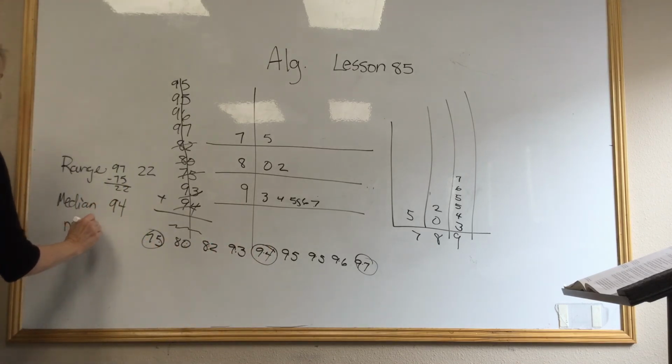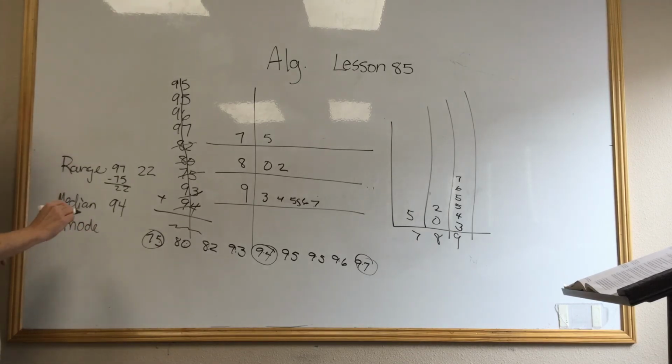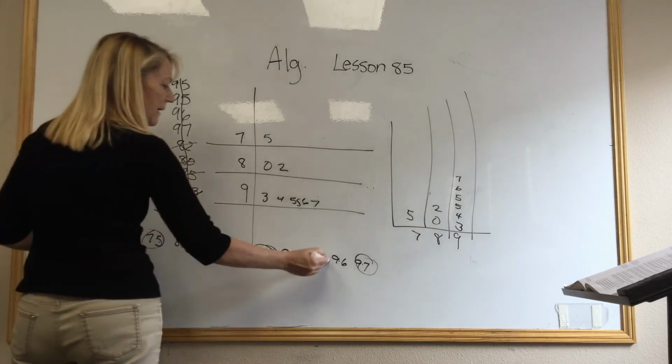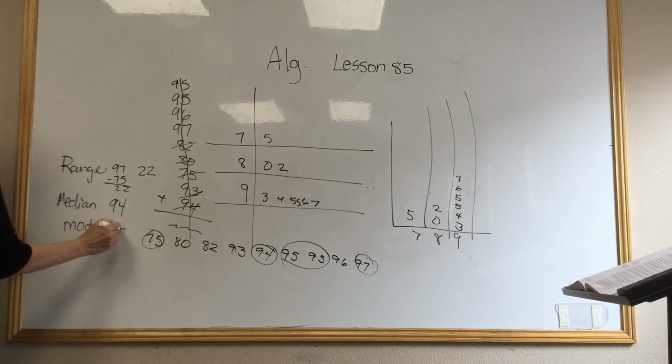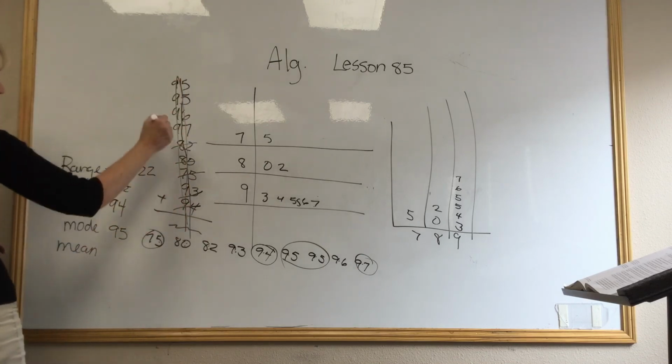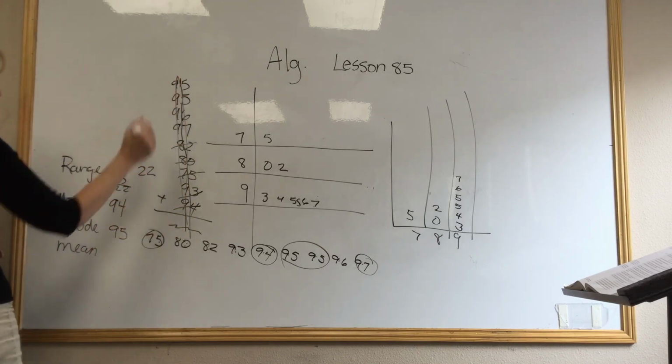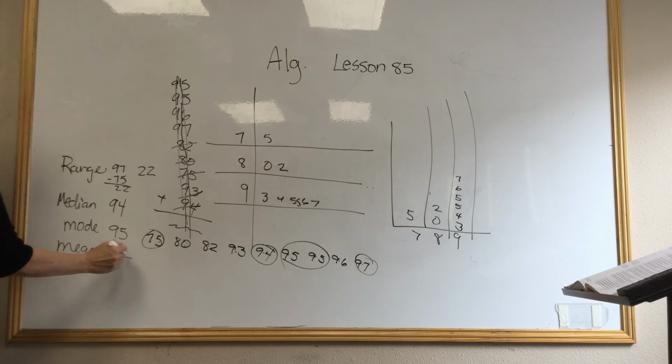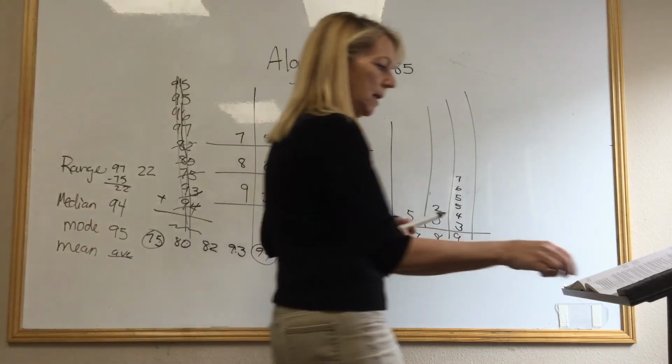Mode is, I always think of most. Which one was listed most? And that would be 95. And then mean would be the average. And so if I added them all up, like we talked about before, we would divide by 9 this time because I added another one, and whatever your average is. And that is it for lesson 85.